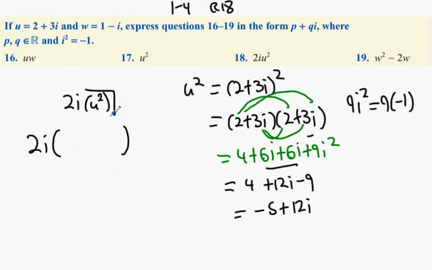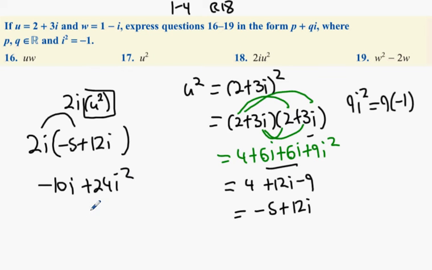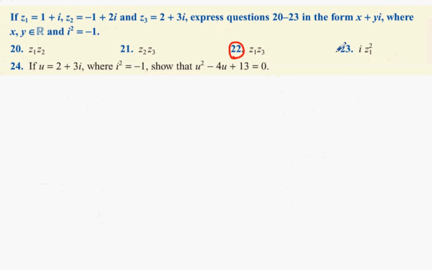So what you do is you do u squared on its own first, and then multiply by 2i. So this answer here is now going to get multiplied by 2i. 2i times minus 5, minus 10i. 2i times 12i, 24i squared. What is the 24i squared? Minus 24. Minus 24 minus 10i. Okay, Sam, you heard that? Okay. Now, 22 followed by 23.